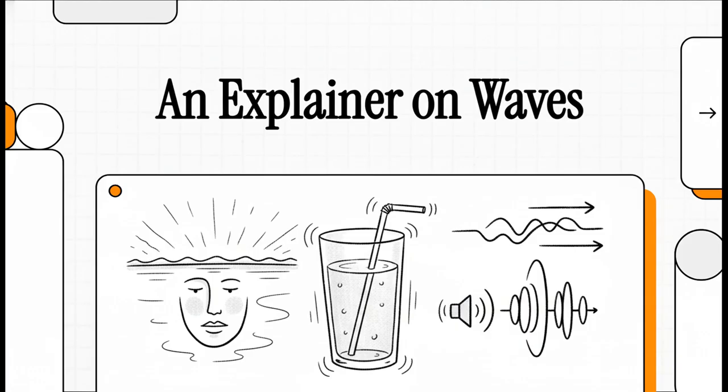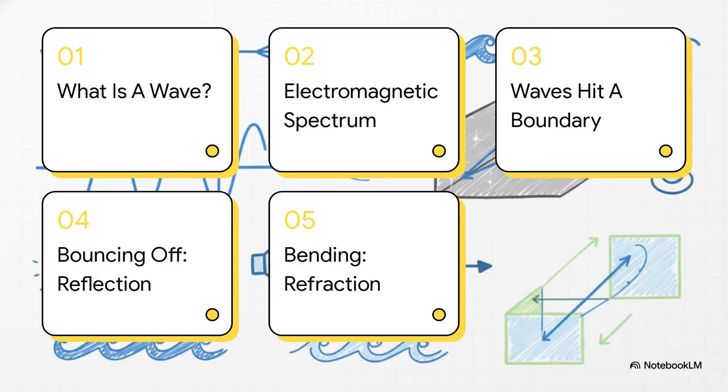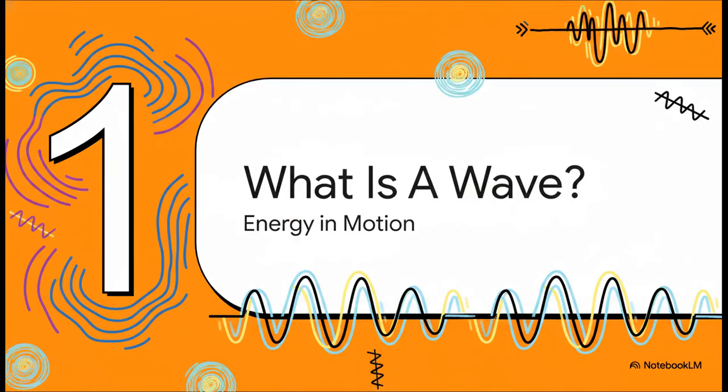And in this explainer, we're going to unpack how these invisible forces of light and sound literally shape the world we experience every single day. So, here's our game plan. We'll kick things off with the absolute basics, what a wave actually is. Then we're going to explore the incredible electromagnetic spectrum. After that, we'll see what happens when waves run into things. First, how they bounce off, which is called reflection, and then how they bend when they pass through something new, which we call refraction.